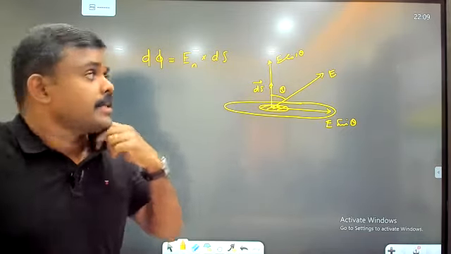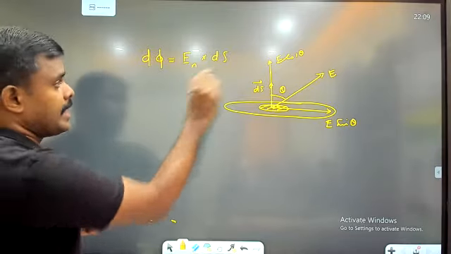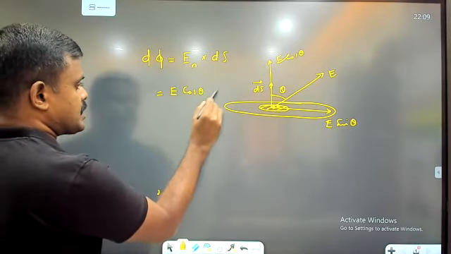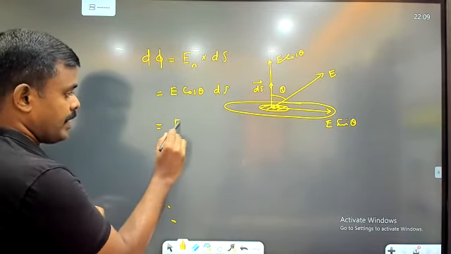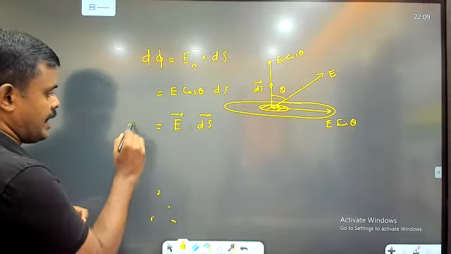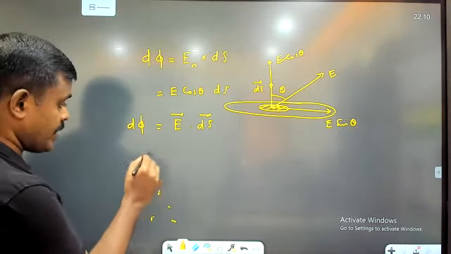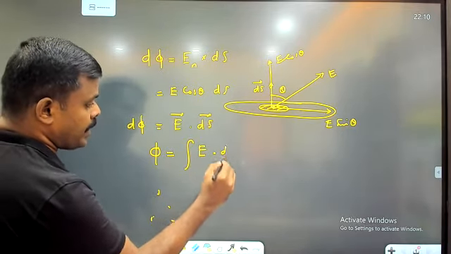So it is the normal component of the electric field and the area vector. Or I can say it is E cos theta into ds. That looks like AB cos theta, and AB cos theta is A dot B. So the small flux is E dot ds. So what if the total flux is to be calculated? Total flux is given by integral E dot ds.